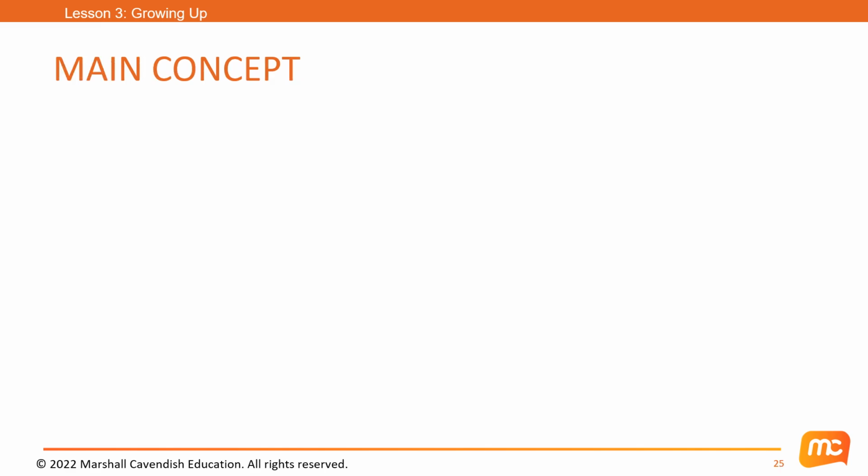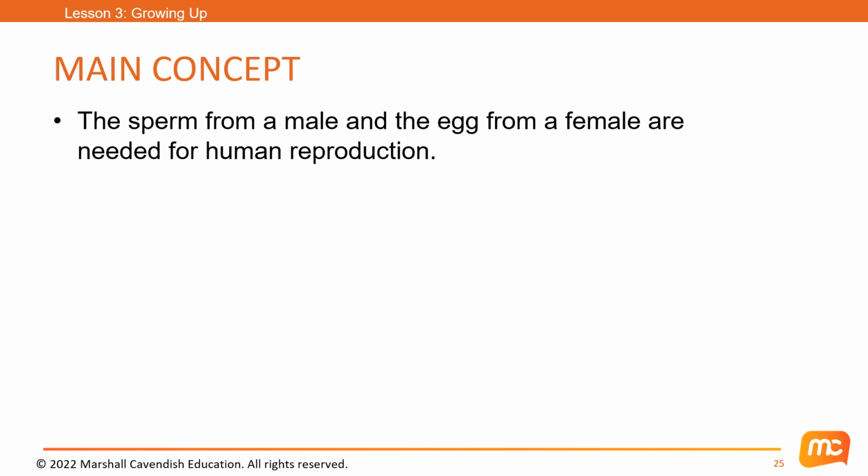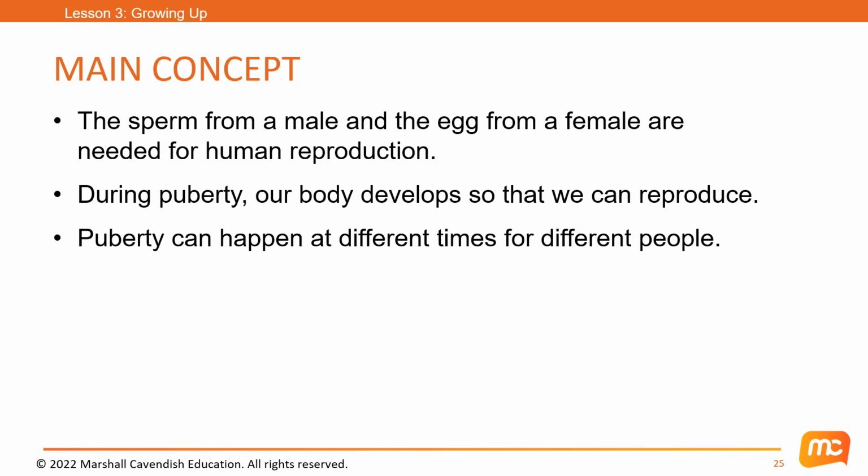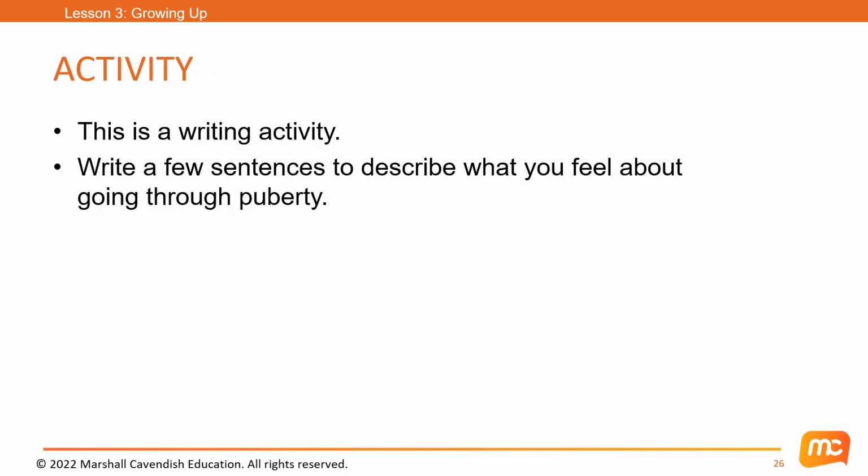Now the main concept is about the reproductive system. Remember that the sperm from a male and the egg from a female are needed for human reproduction. During puberty, our body develops so that we can reproduce. Puberty can happen at different times for different people.